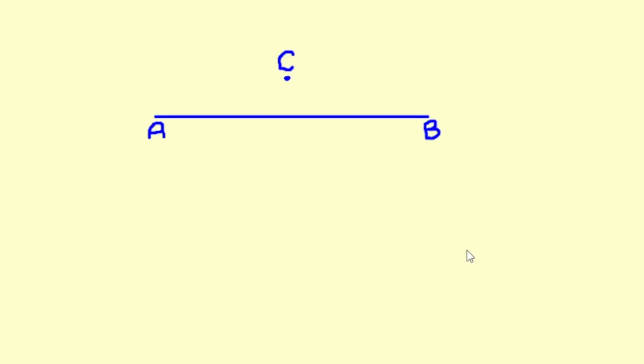Welcome, students. Today, we are going to learn how to draw a perpendicular to a line from a point outside the line. Consider a line segment AB and a point C outside the line.